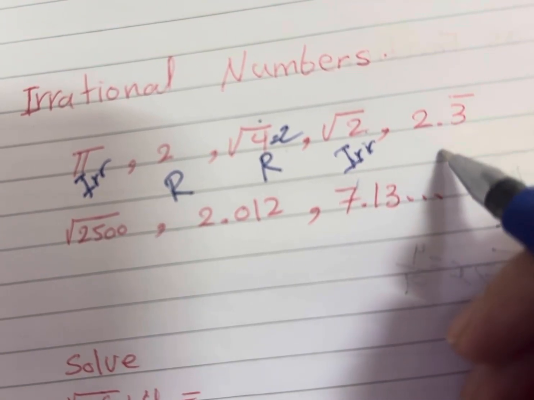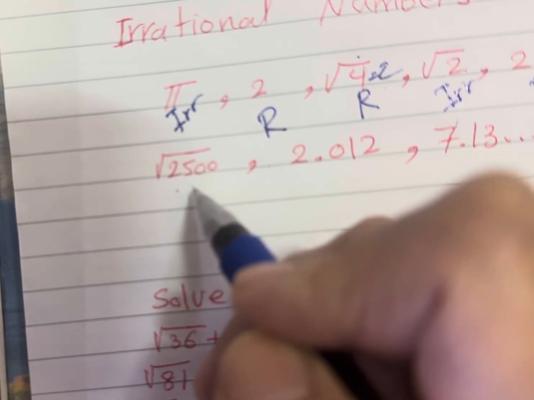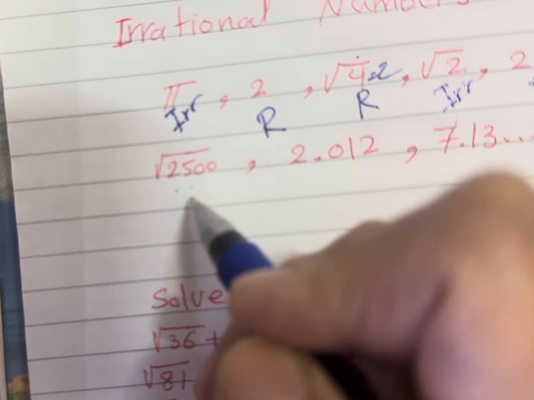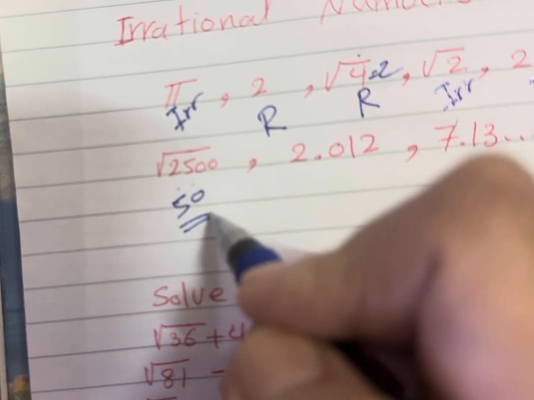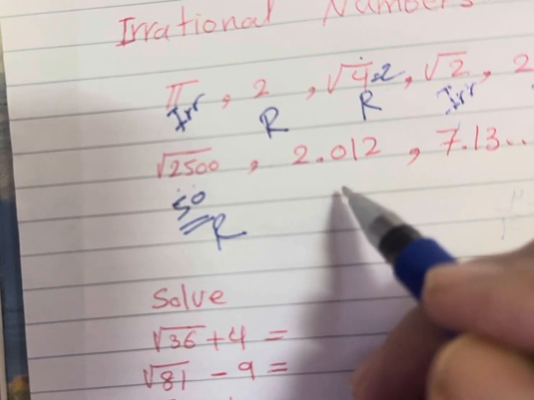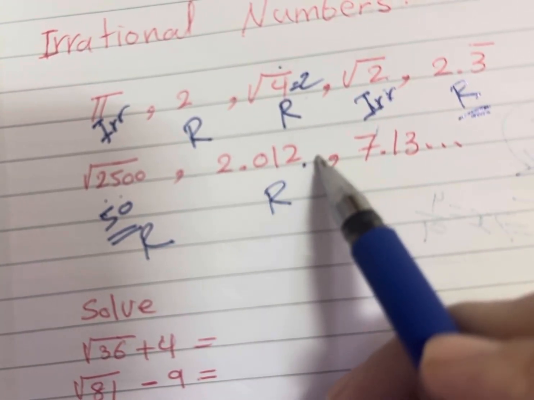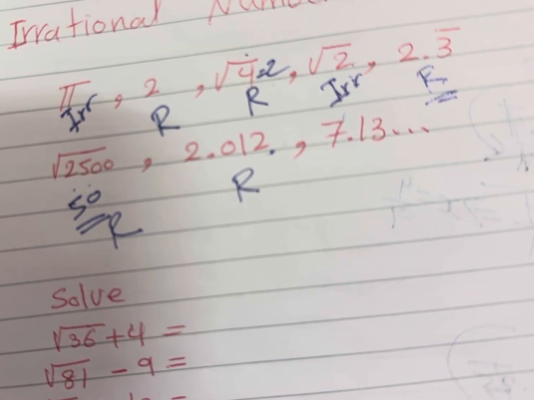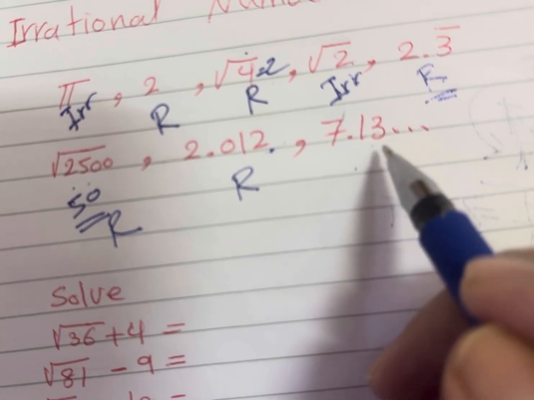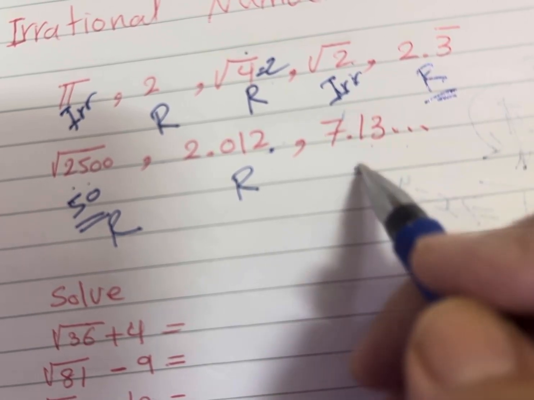A repeating decimal is a rational number. Square root of 2,500 is 50, so it is a rational number. 2.012 is also a rational number because it terminates, not repeating and not infinite. And the last one, 7.13 with dots, means they are infinite, so it is an irrational number.